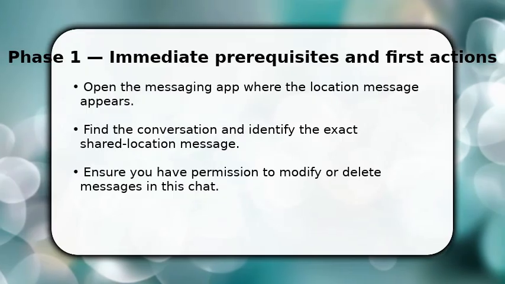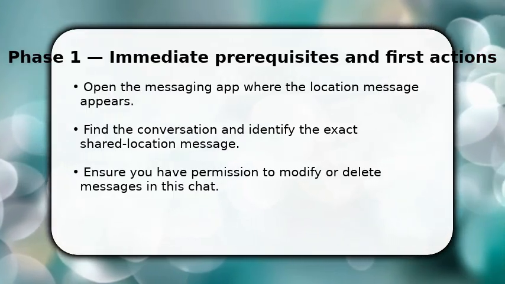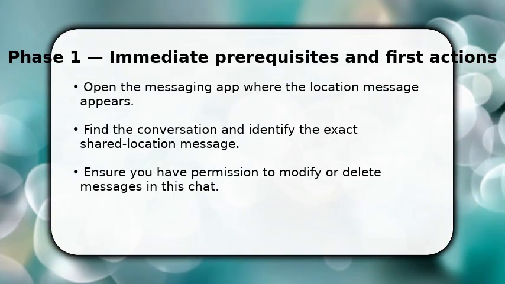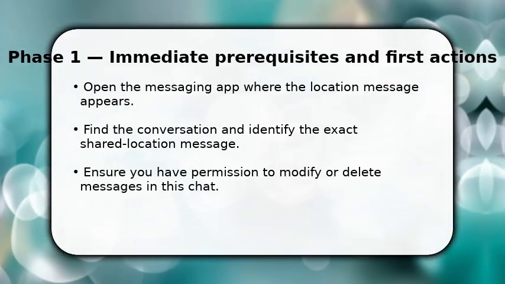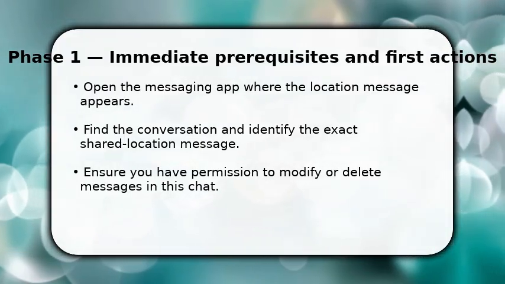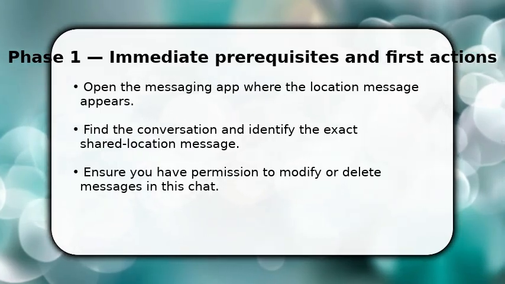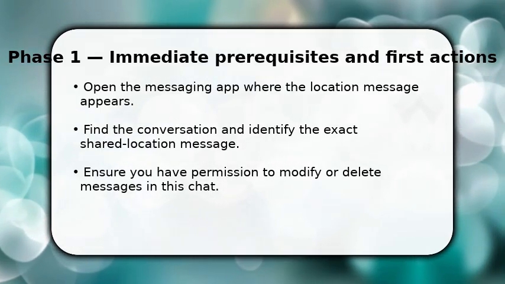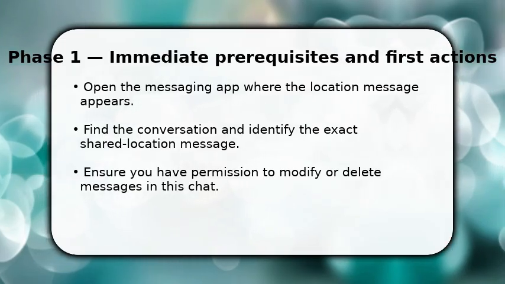You begin by opening the messaging app and going straight to the conversation with the shared location message. Find the exact message you want removed. Once located, press and hold or tap the menu icon on that message to reveal options. This is the first actionable step.